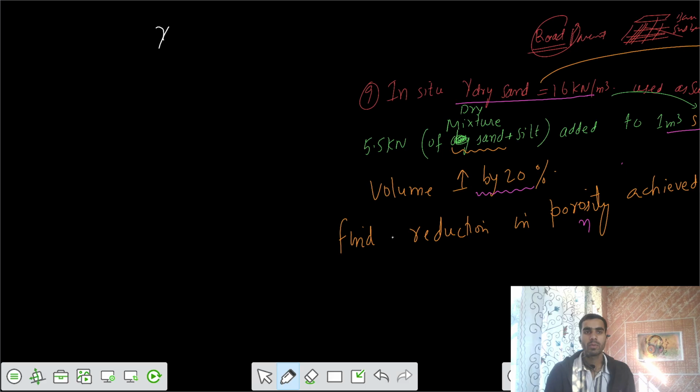If we talk about the first part, if I say this is the solution, I would say gamma dry of the sand is 16 kilonewton per meter cube. What that actually means is the weight of the dry soil divided by the total volume of the soil. That is actually weight of solids by volume of soil.